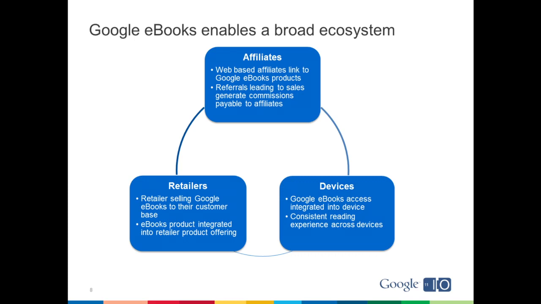I expect most people here are probably interested in this affiliate program, since that is the easiest path to integrate with us. The second type of partner we work with are retailers. Retailers are partners that want to tightly integrate with Google eBooks and own the customer experience. So they are taking Google eBooks and selling them to their customers.